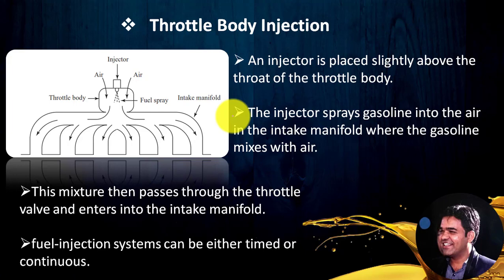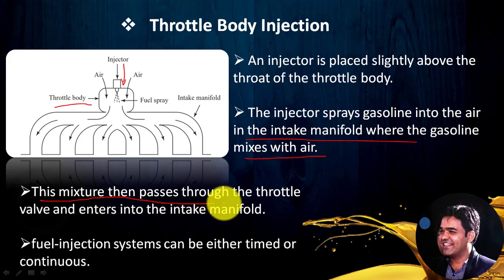In the line diagram provided here, you can observe that an injector is placed slightly above the throat of the throttle body. Here is the throttle body, you can observe, and the injector is placed slightly above the throttle body. Now, you can compare this with the carburetor throttle body too. The injector sprays the gasoline into the air in the intake manifold, where the gasoline mixes with the air and produces the required air-fuel ratio, and this mixture then passes through the throttle valve and enters the intake manifold.